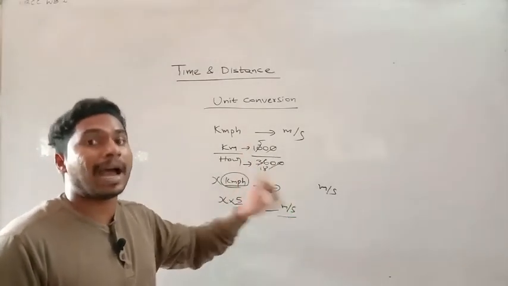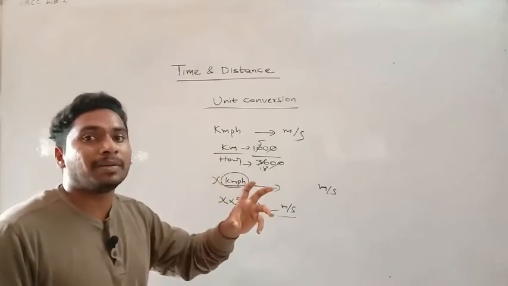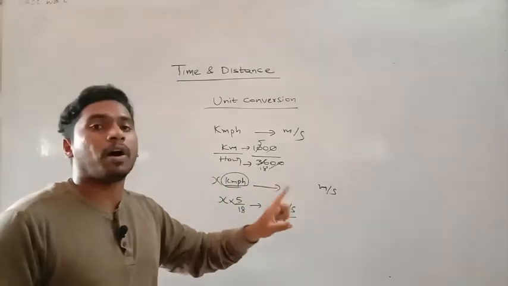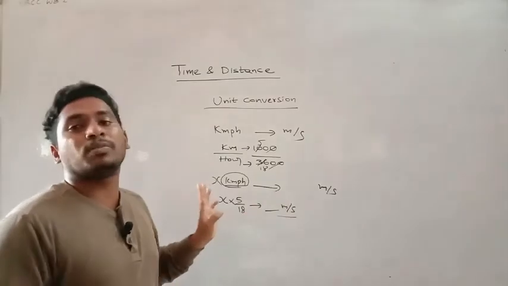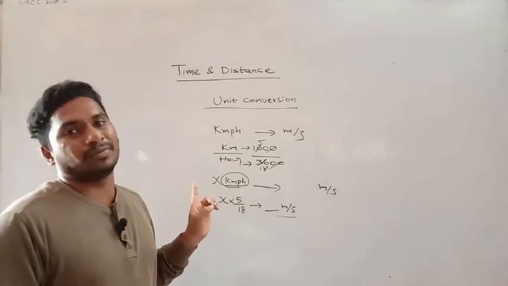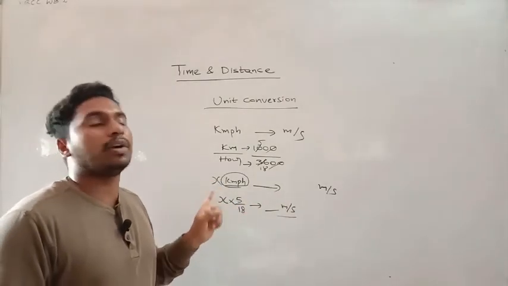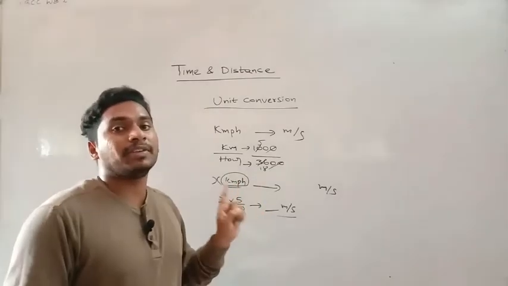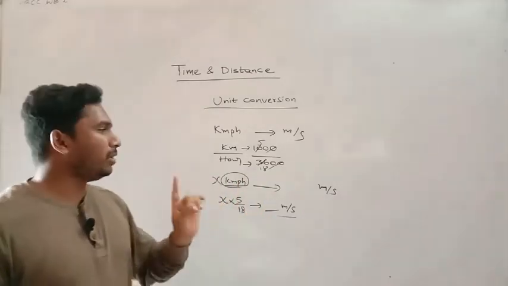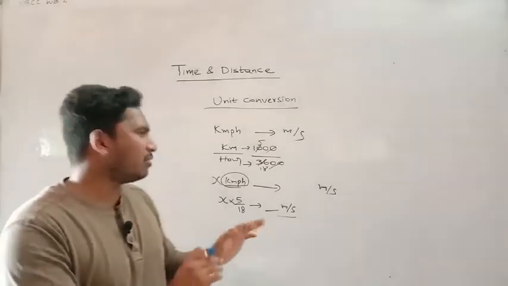But if it is the opposite, if something is given in meter per second and you are asked to convert that into kilometer per hour, you have to do the reverse of that. It means you have to multiply it with 18 by 5. Please do remember that, it's very simple.